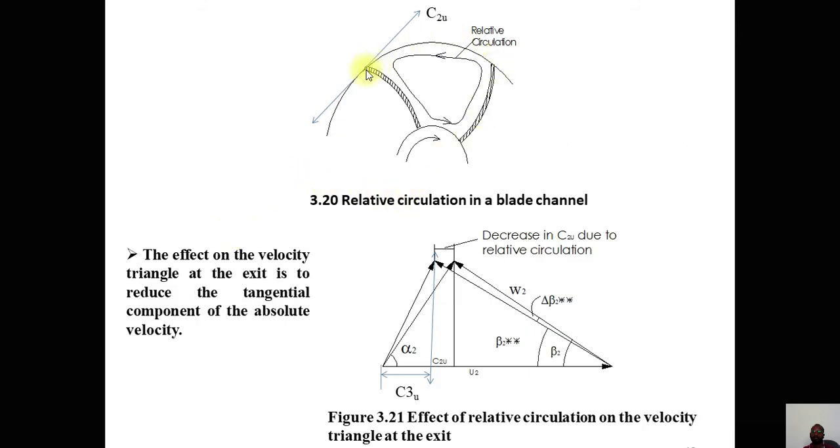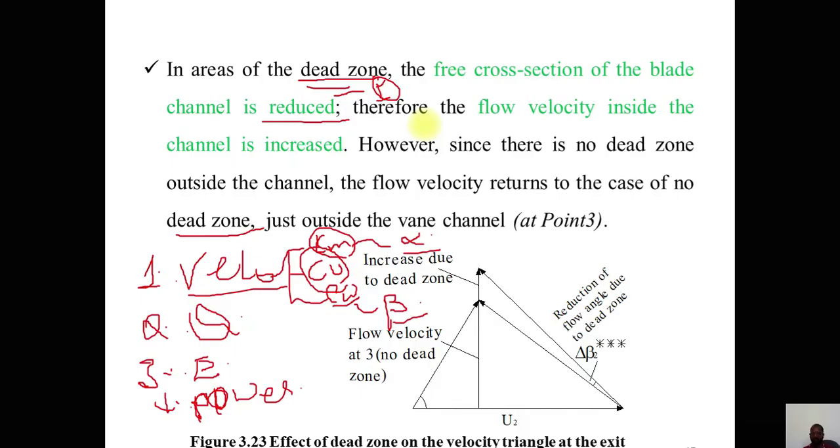Simply, if you take this side, it is the outside channel. If you take this side, it is the inside channel. At the outside channel the thickness is high, and in case of high thickness there is a dead zone. In case of low thickness, there is no dead zone. Then, which factor is influenced by the formation of dead zone?